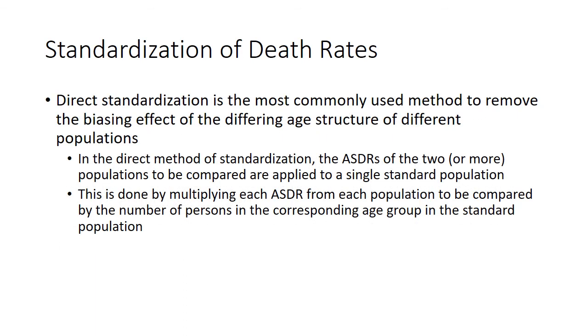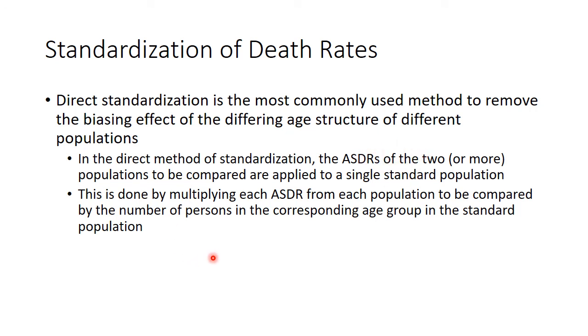Direct standardization is probably the most common one, where we use a method to remove the biasing effect of different age structures on the different populations. With this direct method, we can use the ASDRs of the two or more populations that are going to be compared to one another, and apply them to a single standard population. Again, taking out the bias of the population itself, and just utilizing these different rates.